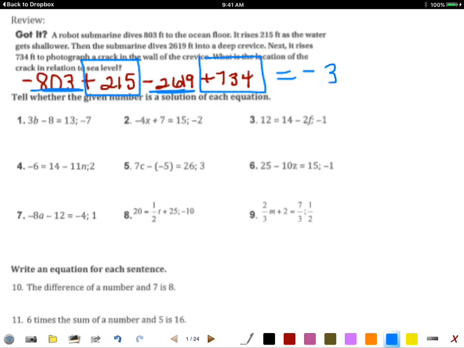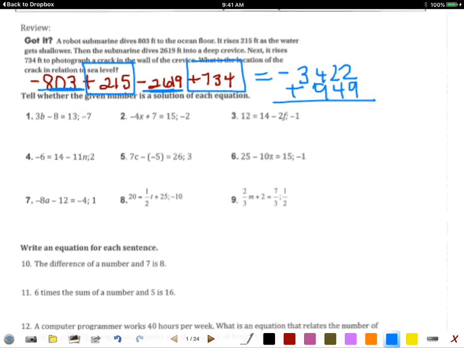Negative 3,422. Okay, now add up the 215 and the 734. 949. Okay, and that's a positive 949. So what are you going to do with those two numbers? Subtract 949 from 3,422, yes. Subtract those, find the difference there. Negative 2,473. Do you guys agree? Yes. Okay. All right, good. That's just a little starter here to get us thinking about negatives and positives.